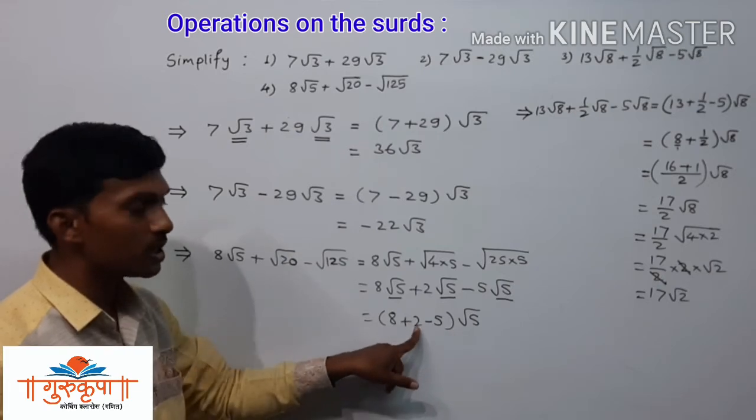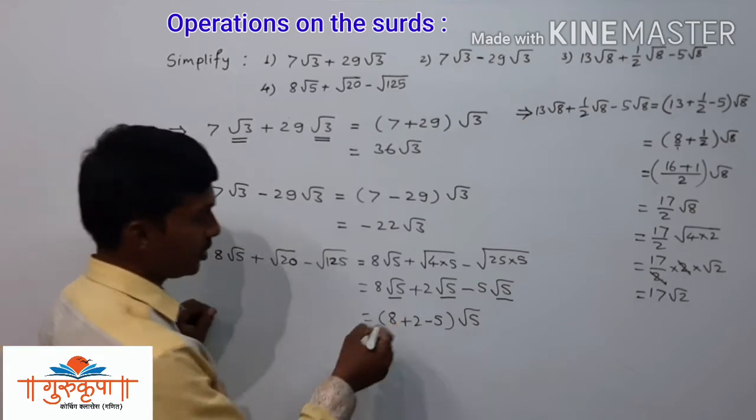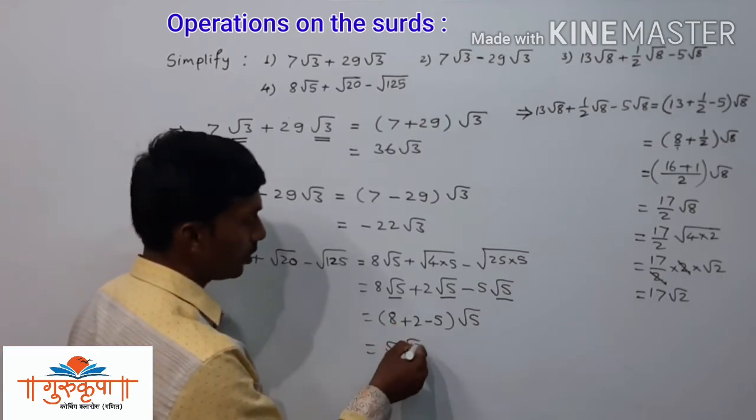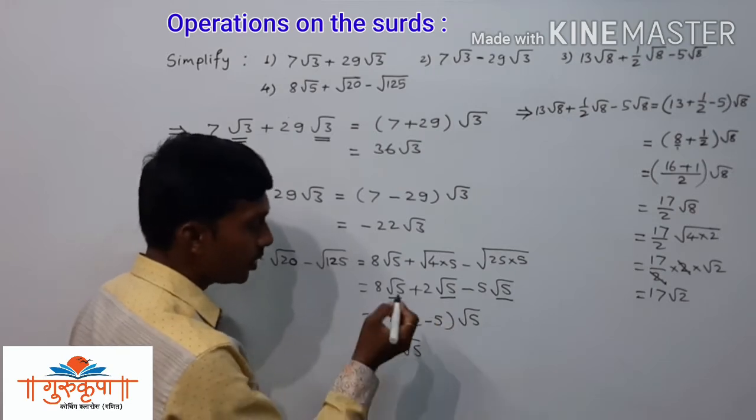8 plus 2 is 10. 10 minus 5 is 5. That is positive 5. This is 5√5. 8 plus 2 is 10, 10 minus 5 is 5, and this √5 as it is.